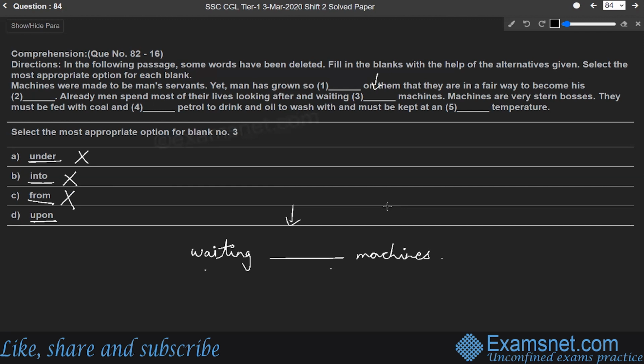Last option is upon. Here, the word upon seems correct. The meaning of the word upon is wait on or to serve. See, one can wait on machines or one can wait upon machines. Okay. So the correct option is upon. It means to serve. So for this question, the correct option is option D, that is upon. So after filling upon here, the sentence becomes already men spend most of their lives looking after and waiting upon machines. Means they are depending on machines. Okay. Upon means to serve. They are serving machines. So I hope you are clear with this question.